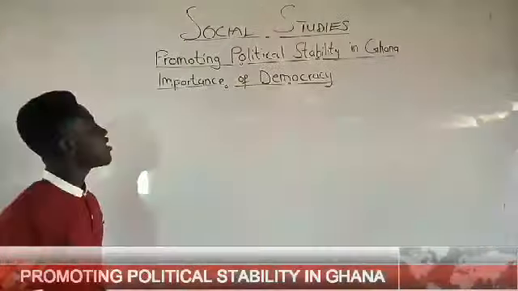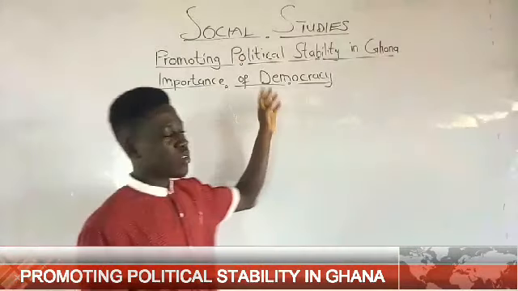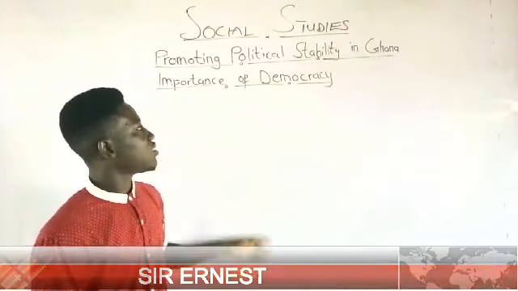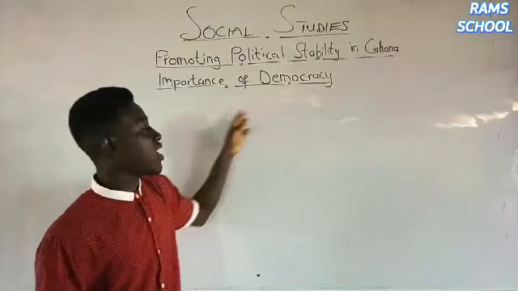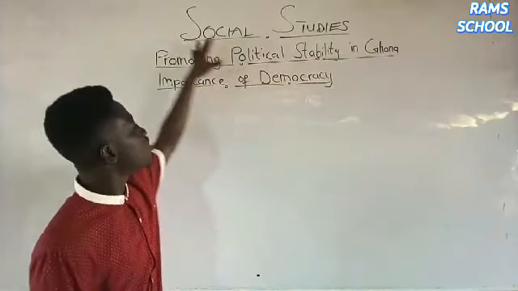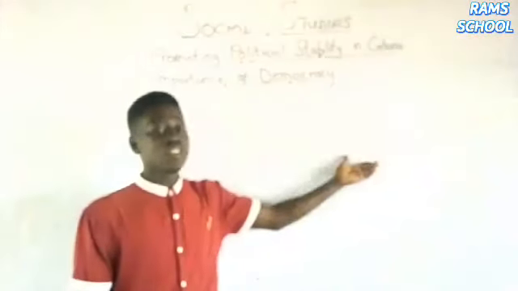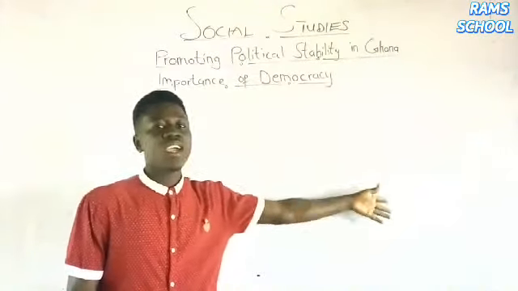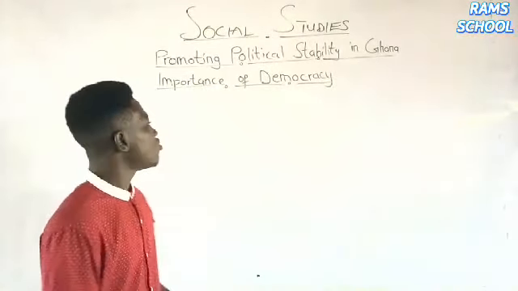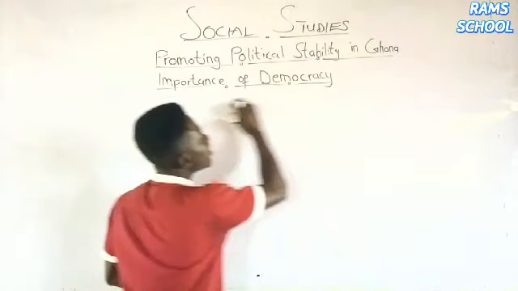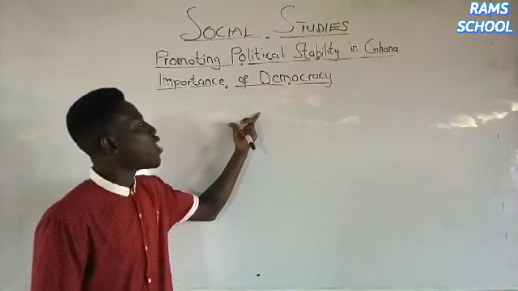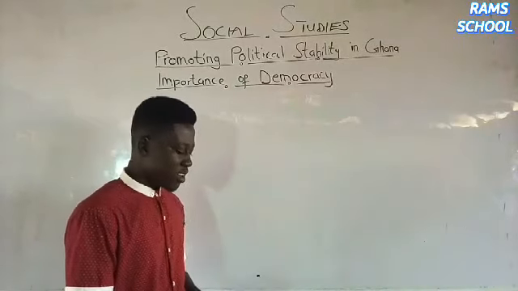Today happens to be the second time I'm coming to you since you began the topic, promoting political stability in Ghana. From our previous lesson, we've learned about democracy. We've realized that before we can promote political stability in Ghana, we should operate on the principles of democracy. So we've learned about where democracy came from and how we can promote it. So today we are moving on to the importance of democracy. Since Ghana is a democratic state, what are some of the benefits we are getting? That's what we're going to look at today.